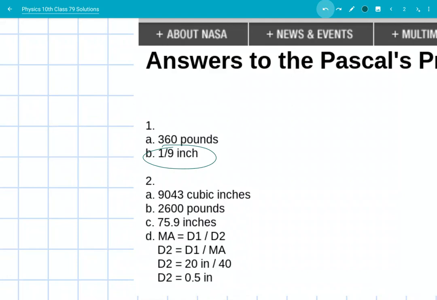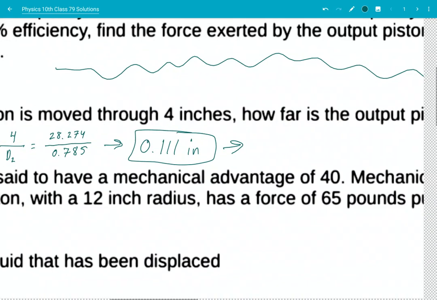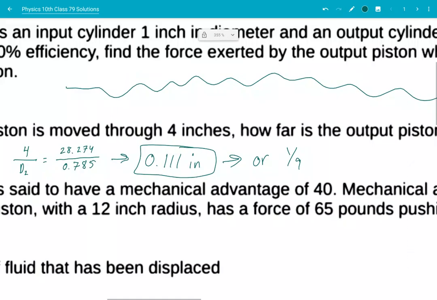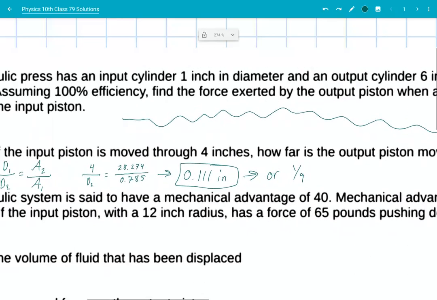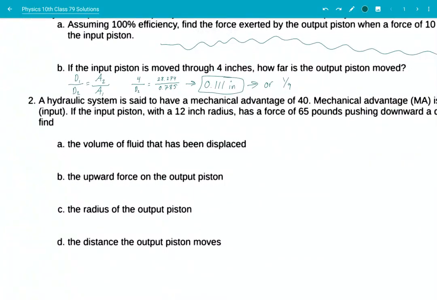Right? So 1 over 9 is the same as our answer. So there you go. You could say, if you want, or 1 over 9. Okay? I'm happy with either. This is close enough, and it demonstrates that we did the correct process. All right, sweet. Number 1 is finished. Let's look at number 2.